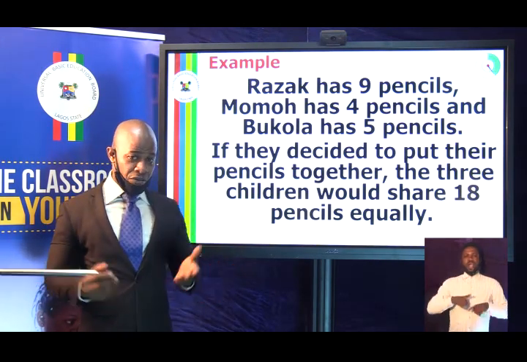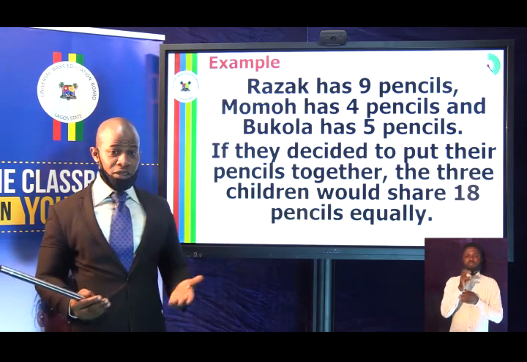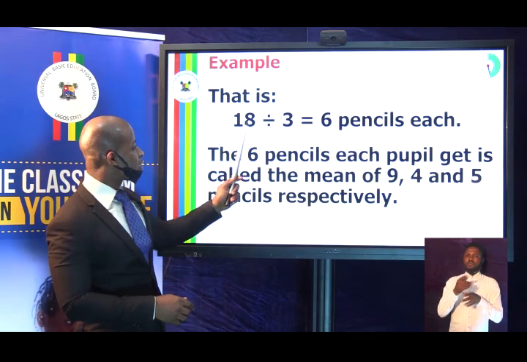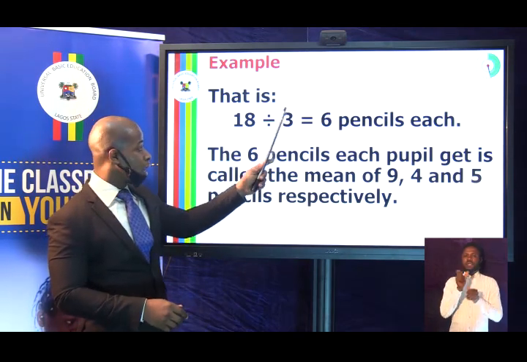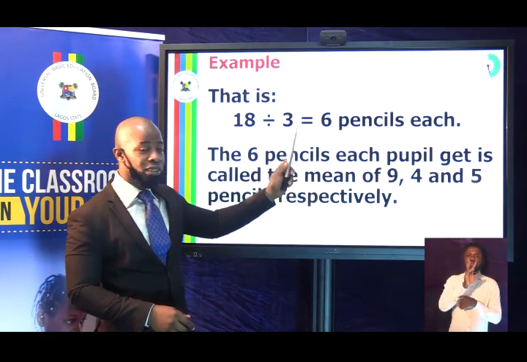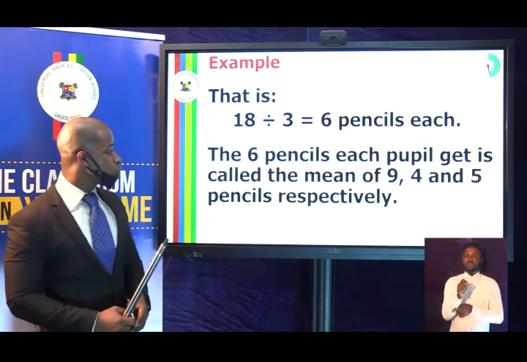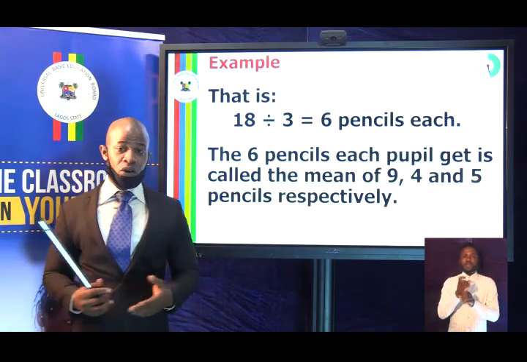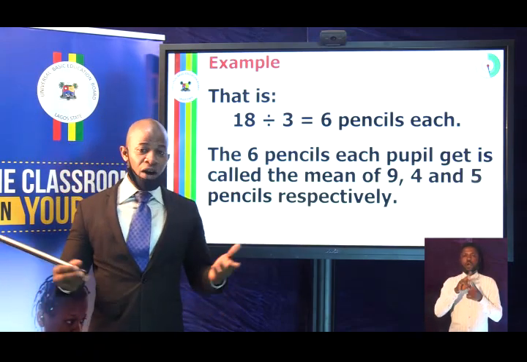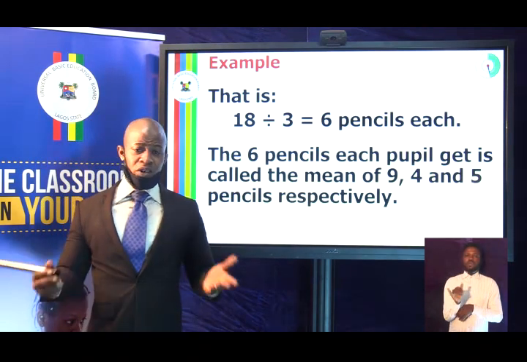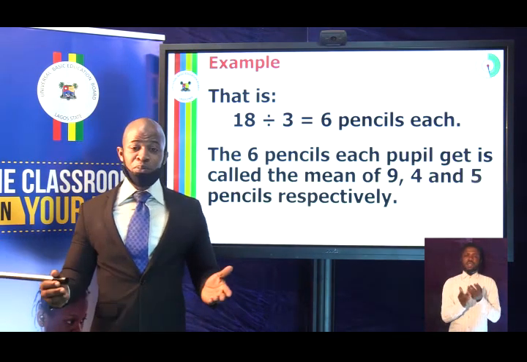Let's make life fair by finding the mean. So we share this 18 between them equally. So we divide this 18 among the 3 of them equally, and each person will get 6 pencils each. The 6 pencils that each pupil gets is the mean, or the average of the 9, 4, and 5 pencils respectively. My friend, it is as simple as that.